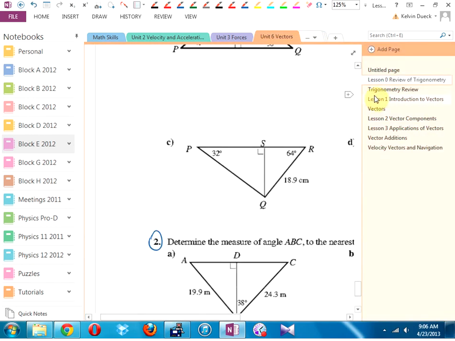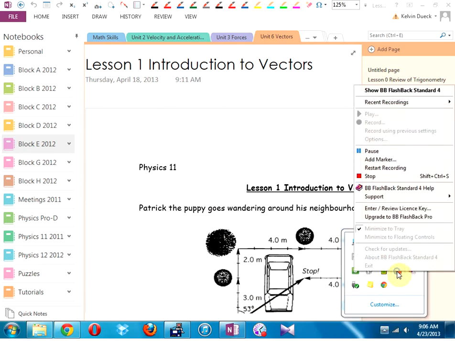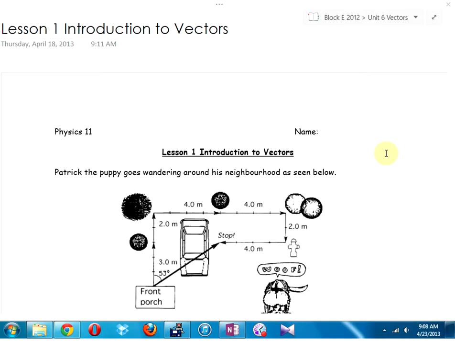Having said that, let's move to lesson one then. Introduction to vectors. What we're going to ask ourselves here is, how do we do mathematics with directions if they're not in a nice straight line? If they're in a nice straight line, up and down, north and south, east and west, we've already figured that out. You let one be positive, one be negative. Doesn't matter which one you do.